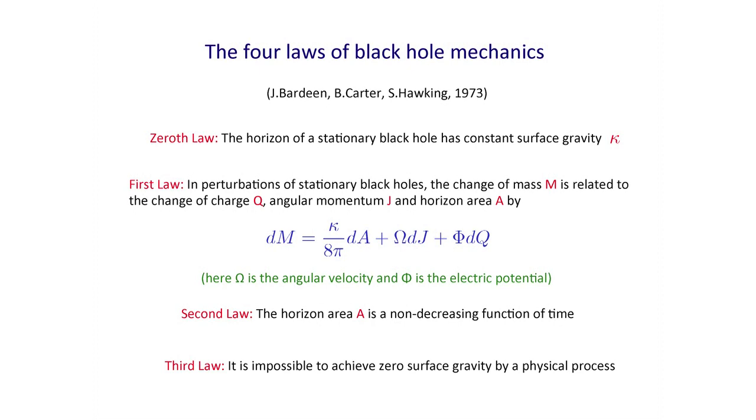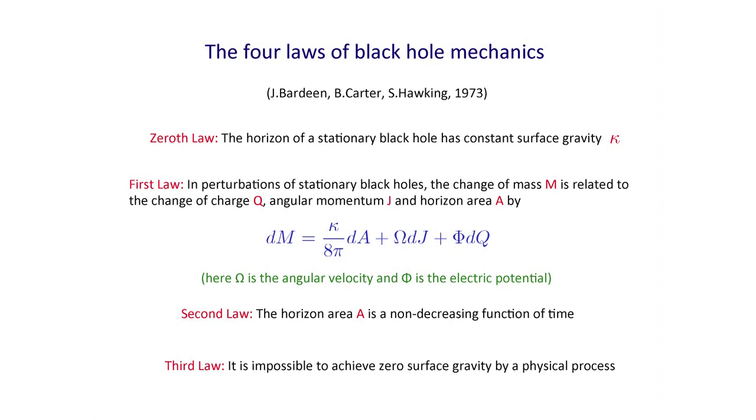The first law tells us that in perturbations of stationary black holes, the change of mass is related to the change of charge, angular momentum J, and horizon area by the following quantitative equation. So if you modify the black hole, suppose you take a brick and throw it into the black hole, you increase the mass, and other parameters will increase accordingly. The second law tells us that the horizon area A of the black hole is a non-decreasing function of time, it can only increase. And the third law: it is impossible to achieve zero surface gravity by a physical process.